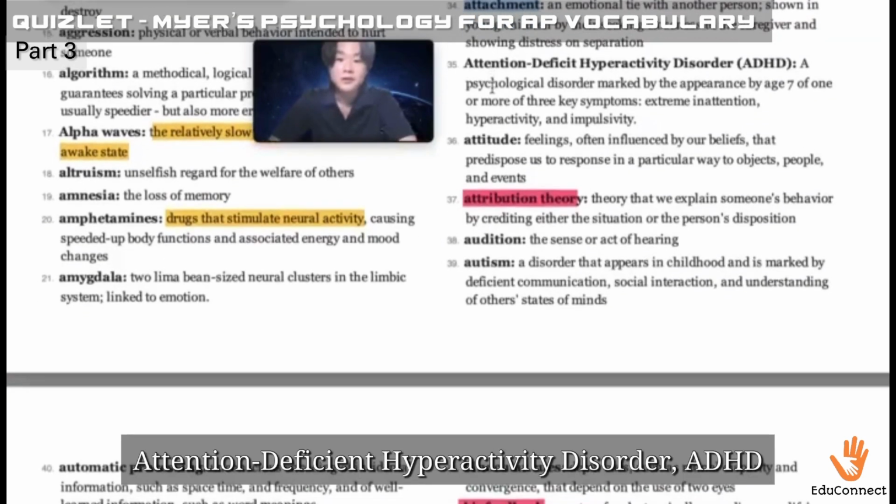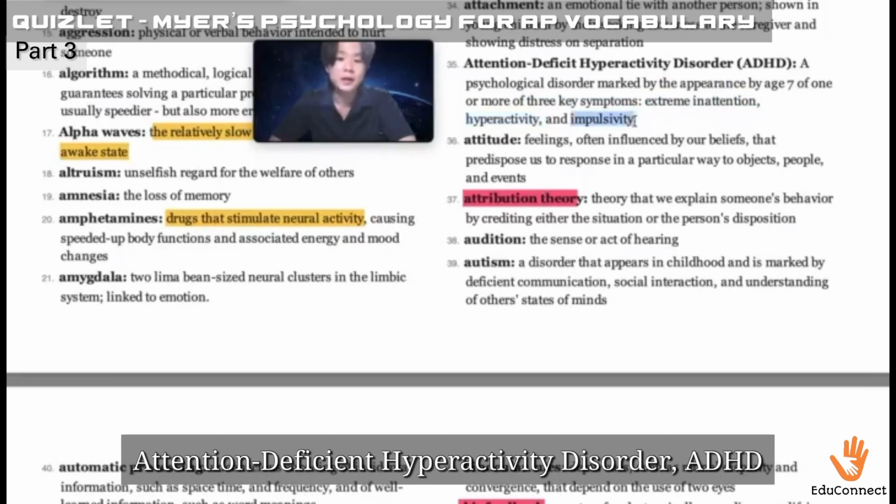Okay, number 35. Attention-Deficit Hyperactivity Disorder is also known as ADHD. This is a really popular term, right? Most students have ADHD these days. This is a really big thing that has also been an issue in our society quite a lot over the past decade. It is a psychological disorder that is marked by the appearance by age 7 of one or more of three key symptoms: extreme inattention, hyperactivity, and impulsivity.